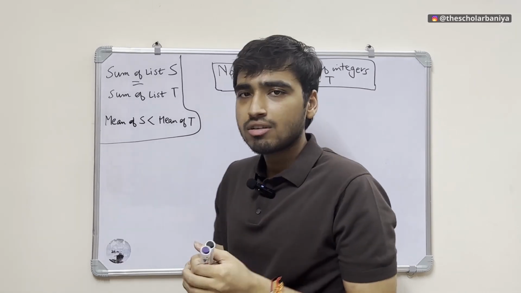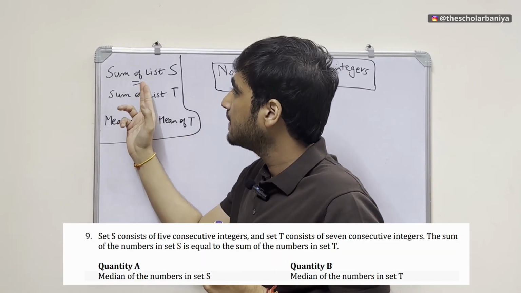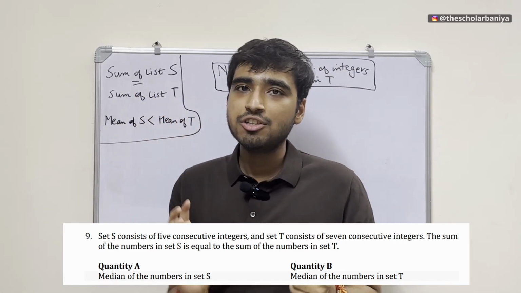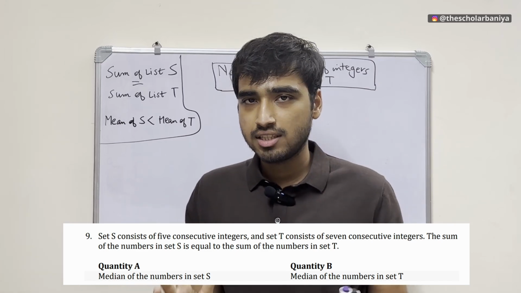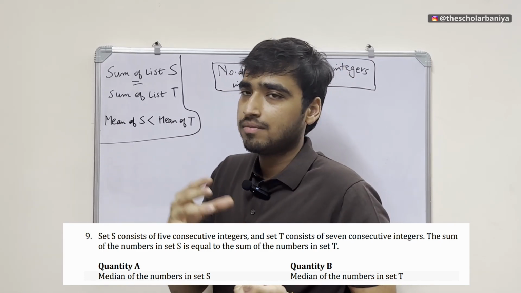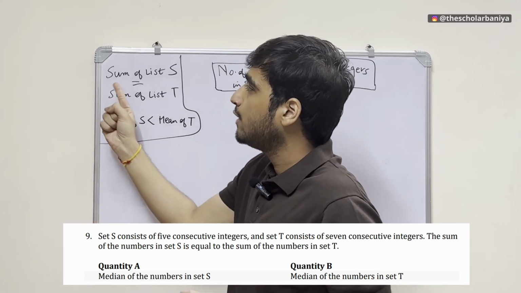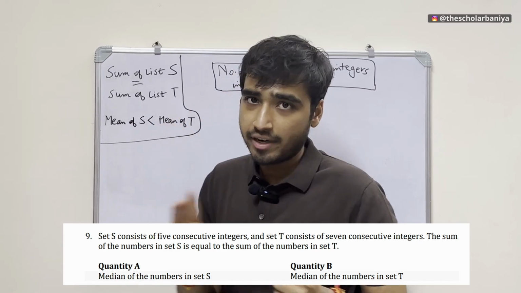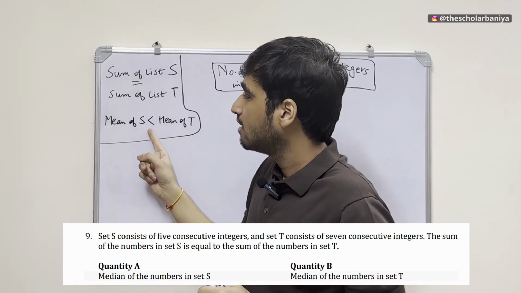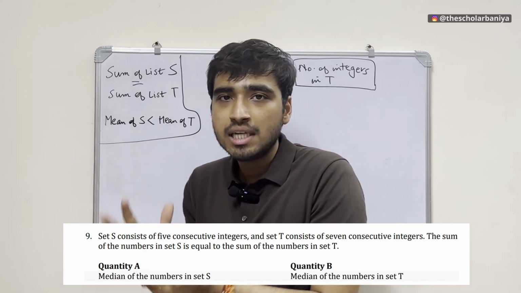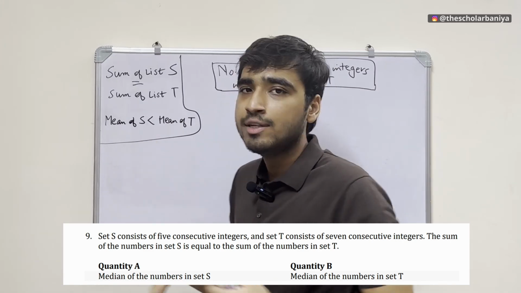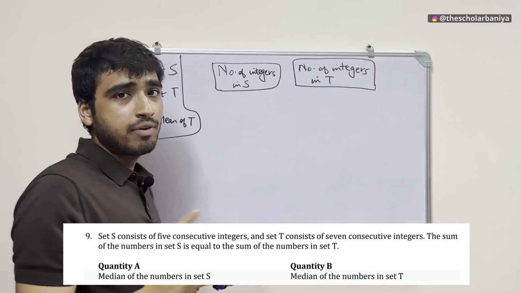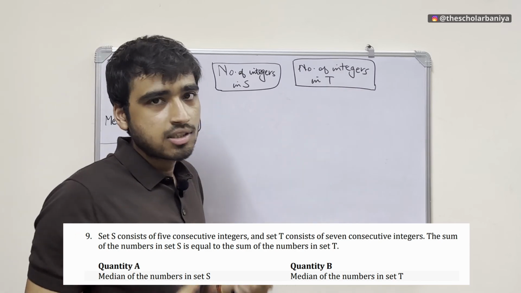So guys, let's move on to the next question. In the question, it's given that the sum of the integers of list S equals the sum of the integers of list T. We don't know how many integers there are, but irrespective of the number, the sum of all the numbers of list S equals the sum of all the numbers of list T. The second thing we know is that the mean of S is less than the mean of T. And we have to compare the number of integers in list S and the number of integers in list T.